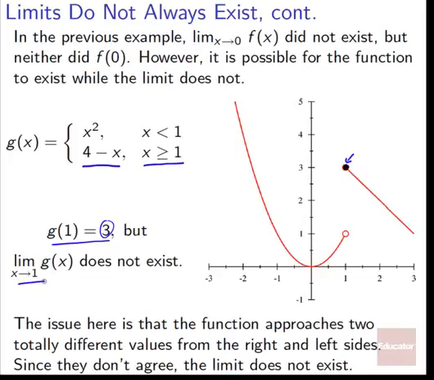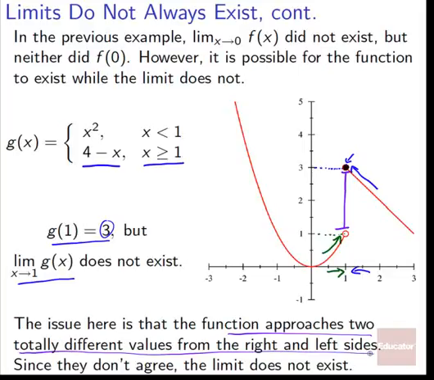However, the limit as x goes to 1 of g of x does not exist. Why? Well, from the left side, we wind up approaching this value here. We're approaching this side as we approach from the left side. However, as we approach from the right side, we wind up approaching this totally different value. And so there's this big gulf between the two limits, right? We're going to two totally different places at this horizontal location. So the function approaches two totally different values from the right and left sides. Since they don't agree, we can't say, oh, that's what we expect, because we have totally different expectations from the two sides. So that means the limit does not exist.